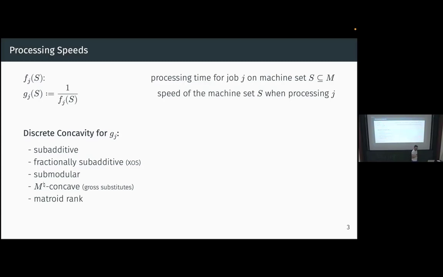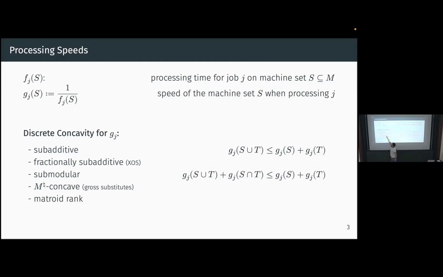So for example, we could just assume that the functions are subadditive, which would mean that if we combine two sets of machines, S and T, then the processing speed of the union should not be more than the sum of the individual speeds, right? That's subadditivity. We could then also go to submodular, where we notice that here we actually double count what is in the intersection of S and T. So if we add this also to the left-hand side, we get submodularity. There's also a notion of fractional subadditivity, which is somewhere in between subadditivity and submodularity.